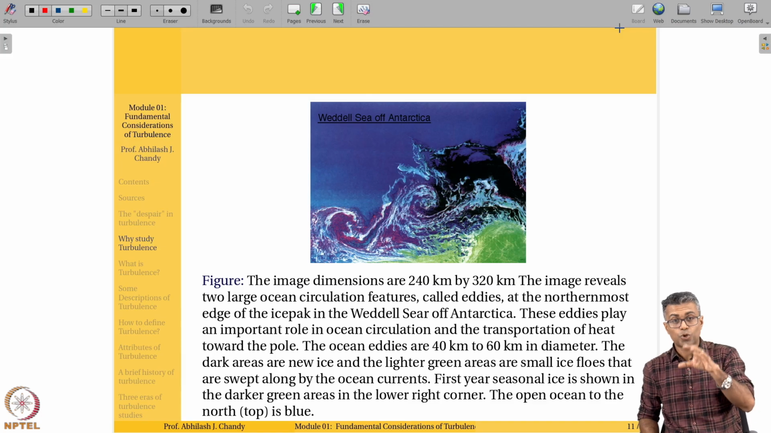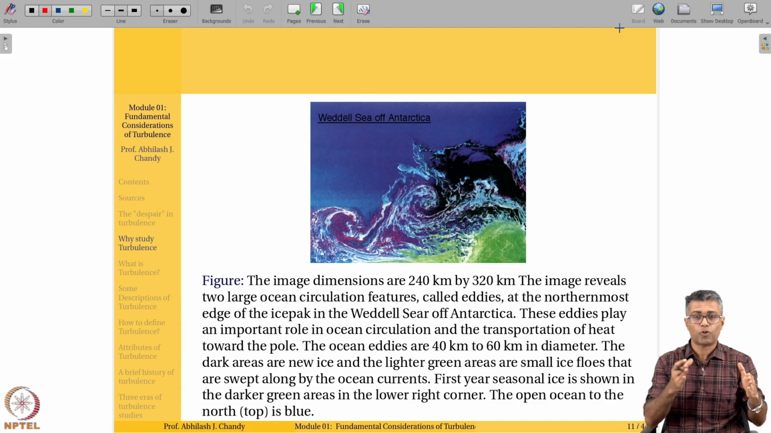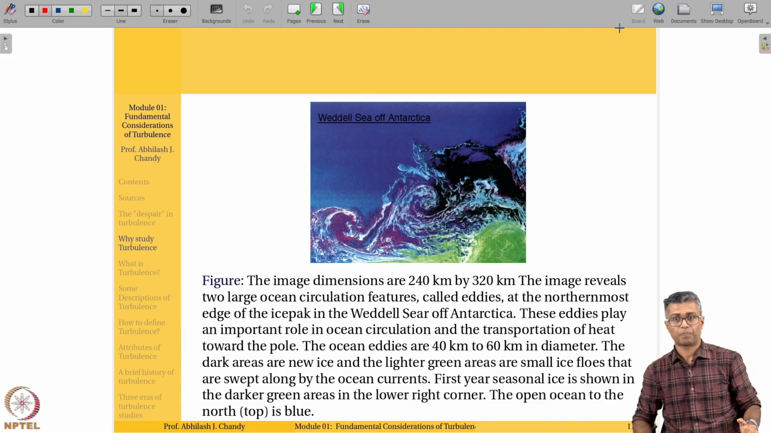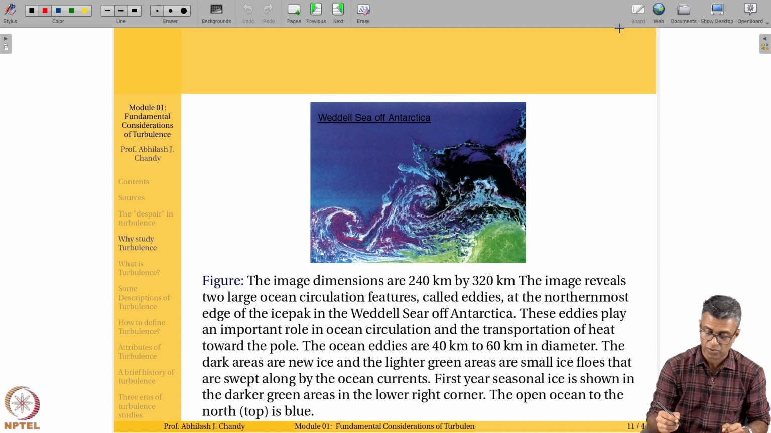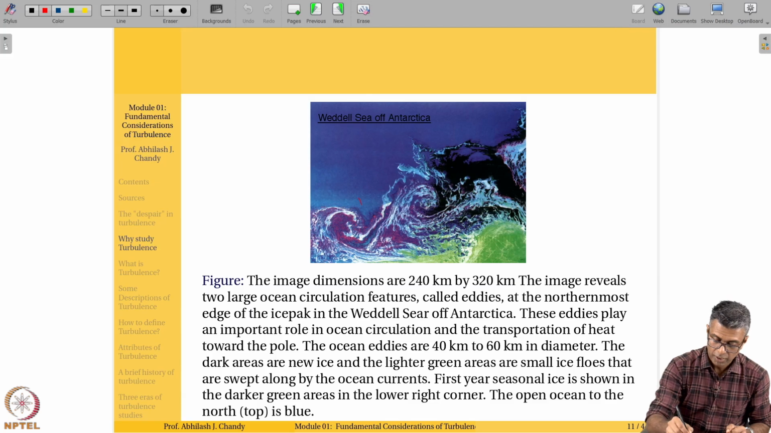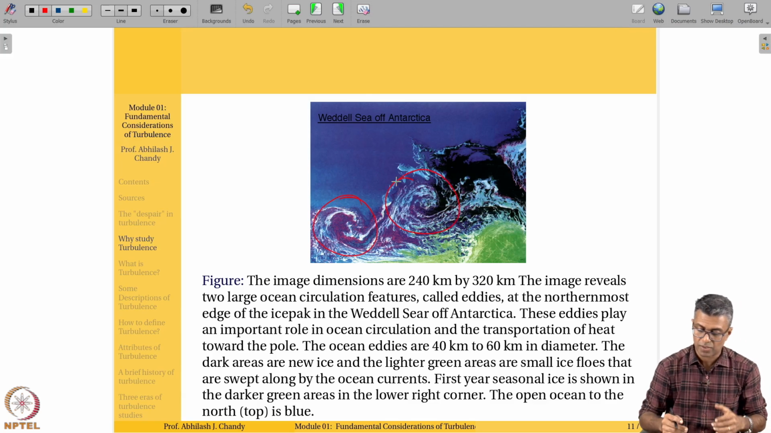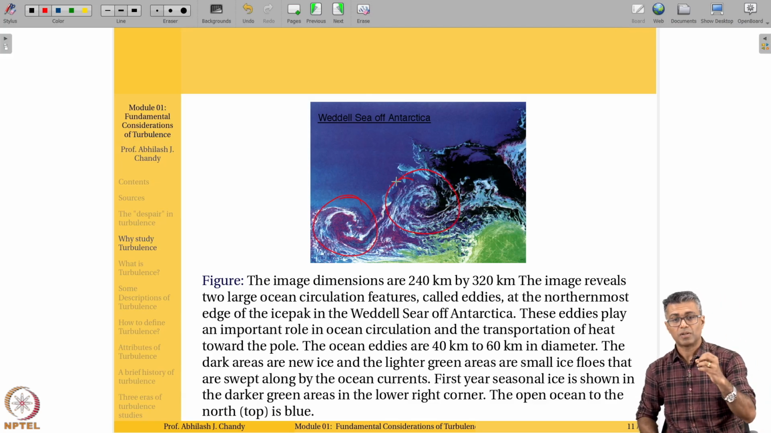Right? So it's showing two ocean circulation features. The satellite image, as is written here, is about 240 by 320 kilometers. And the image reveals two large ocean circulation features. What am I talking about? These two, right? These are the two large ocean circulation features, and we call them eddies.